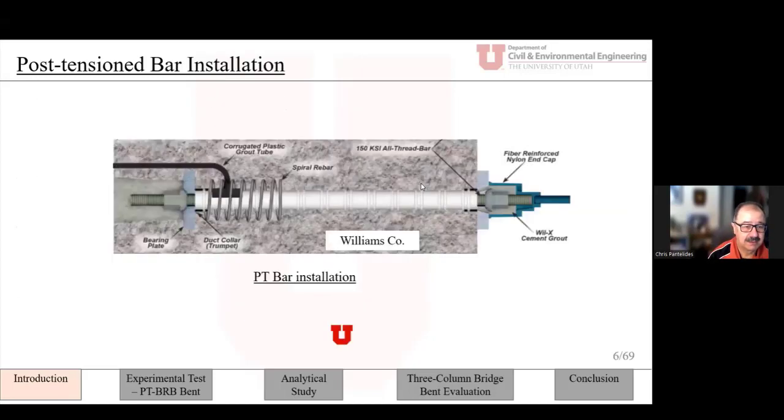So post-tensioning bars, you can see here an image of a typical post-tensioning bar. This shows pretty much the threaded bar, which is typically 150 KSI strength. And you can see also the collar at the end, and the duct and the grouted tube. Typically, these bars are grouted, although in our experiment, as I will show, we didn't grout it. And most DOTs want to grout this because of corrosion issues.